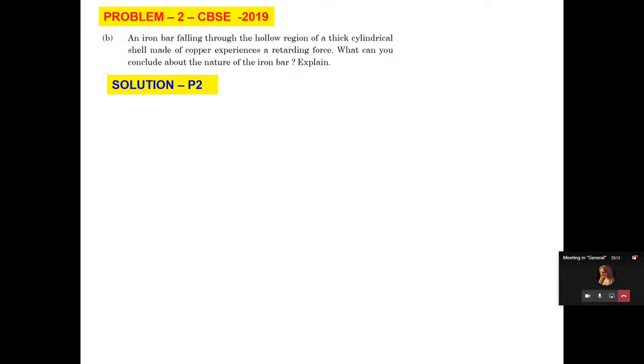See this question: an iron bar falling through a hollow region of a thick cylindrical shell made of copper experiences a retarding force. What can you conclude about the nature of the iron bar? Okay, an iron bar is falling through a hollow region of a thick cylindrical shell made of copper and experiences a retarding force. That means it is not falling down easily. It is facing some retarding force. What may be the reason? Can anybody explain?